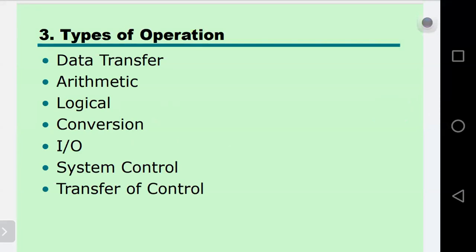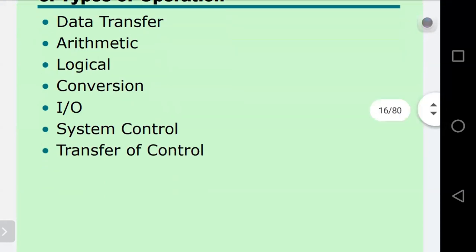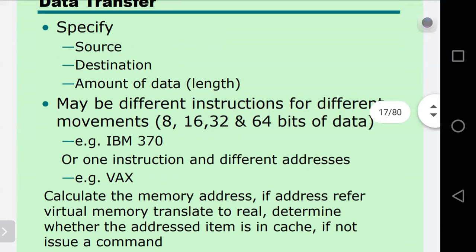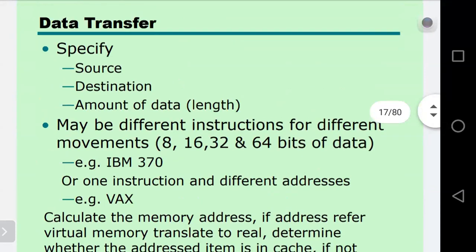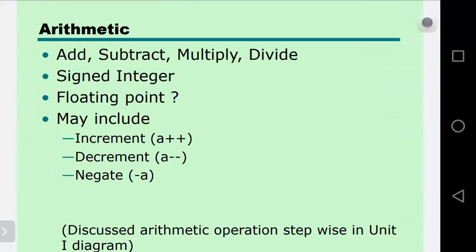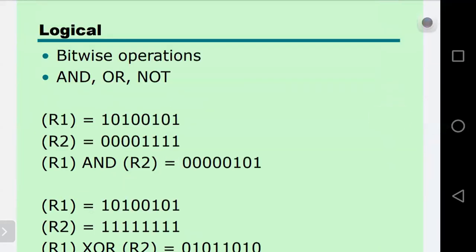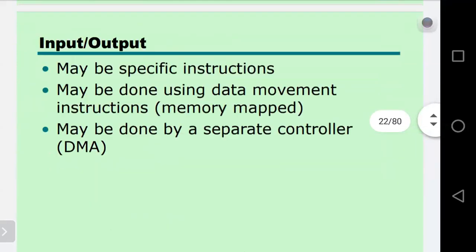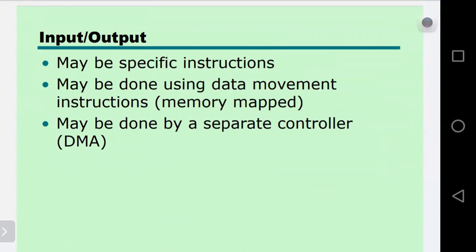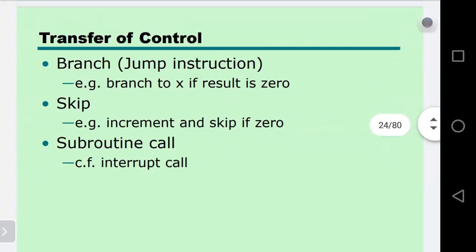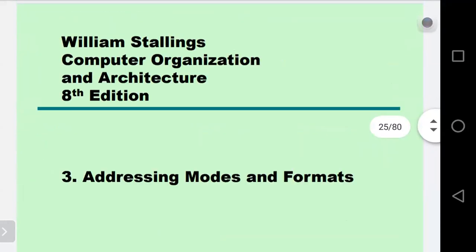Now operand we have discussed. Now opcode. Opcode is nothing but the operation. There are different types of opcode we use in programming: data transfer, arithmetic, logical, conversion, input output, system control, transfer control. We have discussed in unit number two how in data transfer we have to specify the source and the destination. Different arithmetic operations are there: addition, subtraction, multiplication, division, shift and rotate. Logical bitwise operations are there: and, or, not. Conversion is there, binary to decimal. Input output, to take input from the keyboard and display output at the monitor. Data movement is there. System control and transfer of control, like jump instructions, skip instructions, subroutine call, all come under the operation.